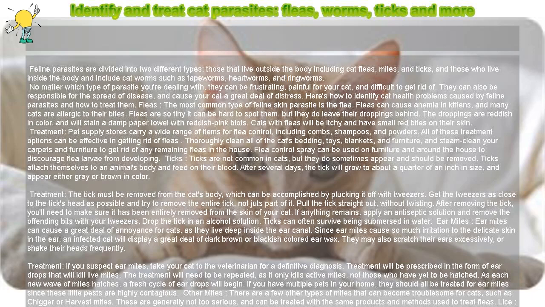Identify and treat cat parasites, fleas, worms, ticks, and more. Feline parasites are divided into two different types: those that live outside the body, including cat fleas, mites, and ticks, and those that live inside the body and include worms such as tapeworms, heartworms, and ringworms.